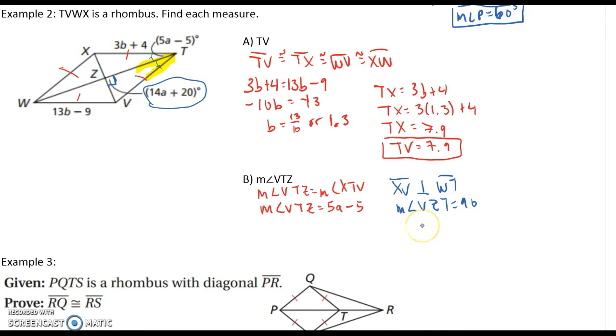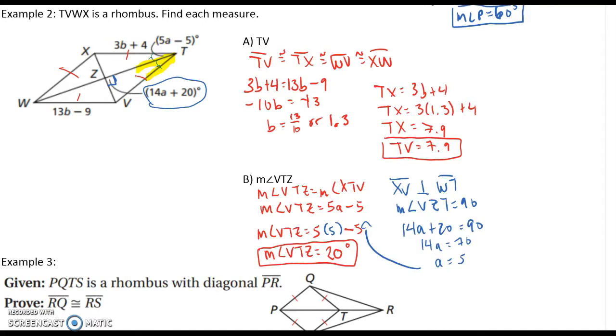So I can use that to solve for A, then plug it back in to solve for the angle VTZ. All right, so I'm going to solve for A by plugging in 14A plus 20 right over here, and then I get A equals 5, plugging that in to get angle VTZ, that measure being 20 degrees.